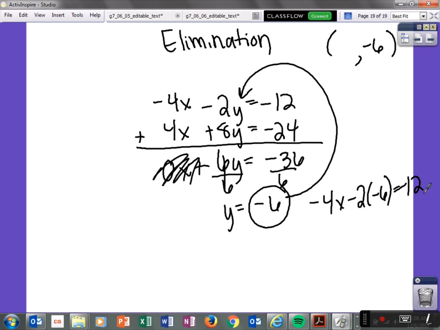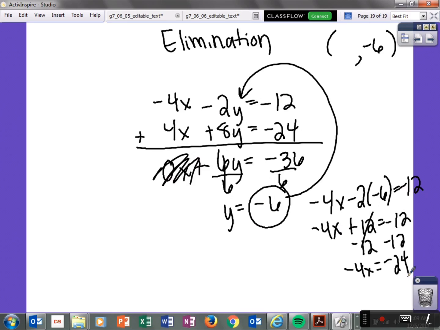And now you simplify. There's no y anymore, it's just an x. What's -2 times -6? +12. All right, now what do we do? Minus 12. You have to always get rid of the whole number first. So you subtract 12. What's negative 12 minus 12? Negative 24. Then we would get rid of the negative 4, divide by negative 4.